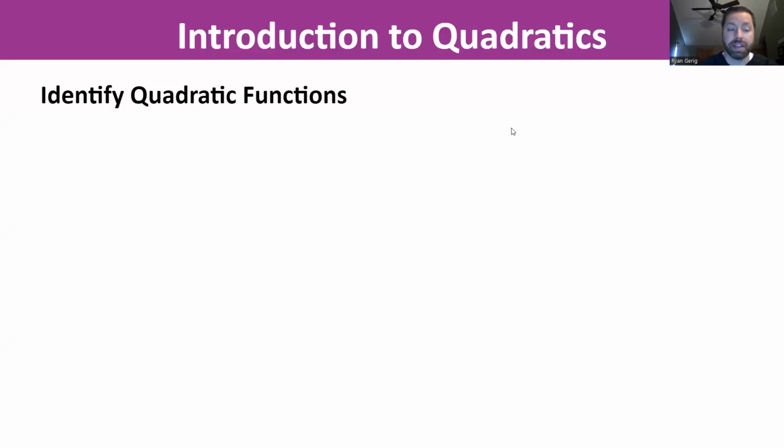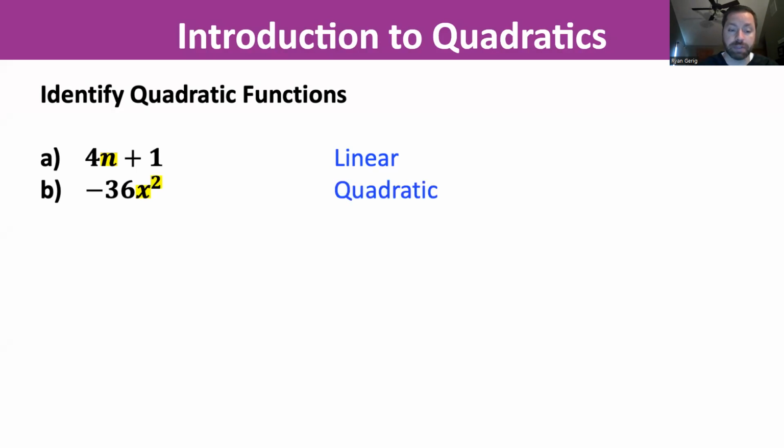So identifying quadratic functions, we should be able to do that based on lessons that we did back with polynomials, but let's just make sure we remember. Here's a polynomial. I highlight the n there to show you that that exponent on there is 1. That makes it linear. So this is not a quadratic. The variable has an exponent of 2 here. That makes it quadratic. So that's what I'm looking for.